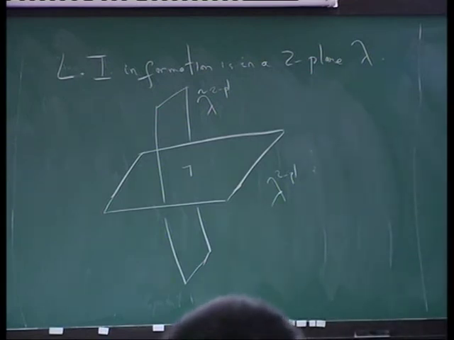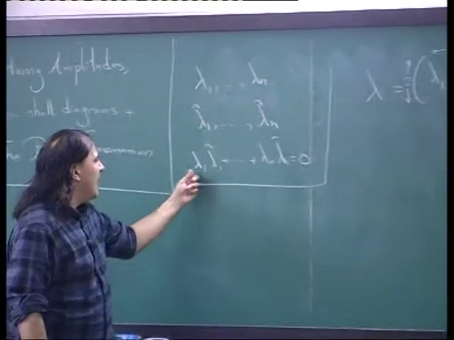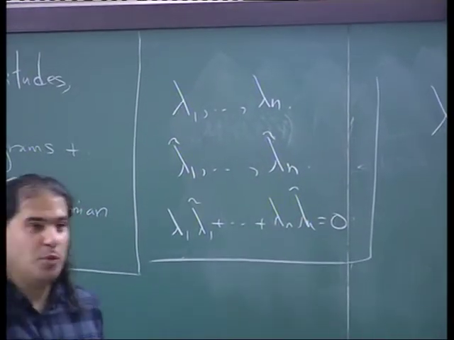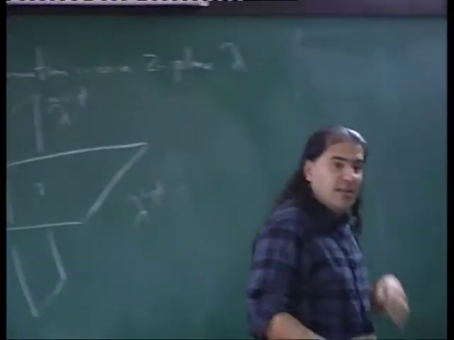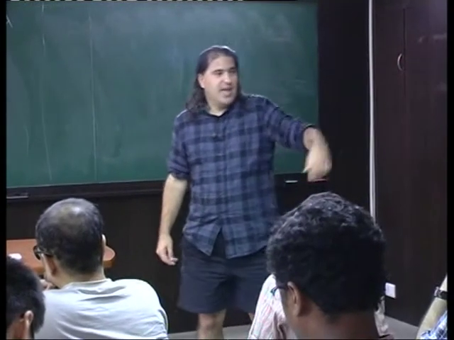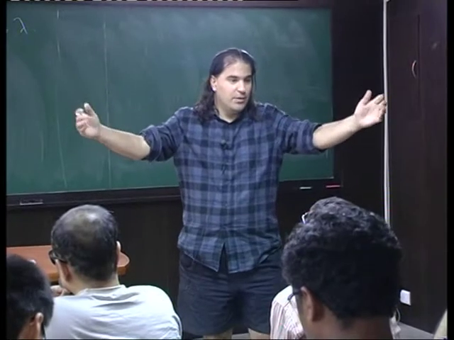That's because that's a statement of momentum conservation. Momentum conservation is an interesting statement. This is saying that any vector in the lambda two-plane is orthogonal to any vector in the lambda tilde two-plane. So already the external data is telling us to think about Grassmannians in an interesting way. There's a two-plane lambda, a two-plane lambda tilde, and they're orthogonal to each other.